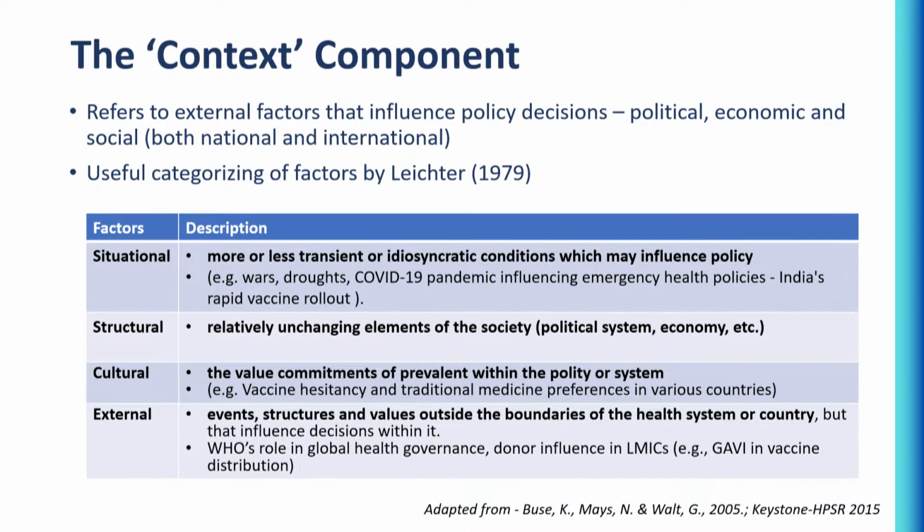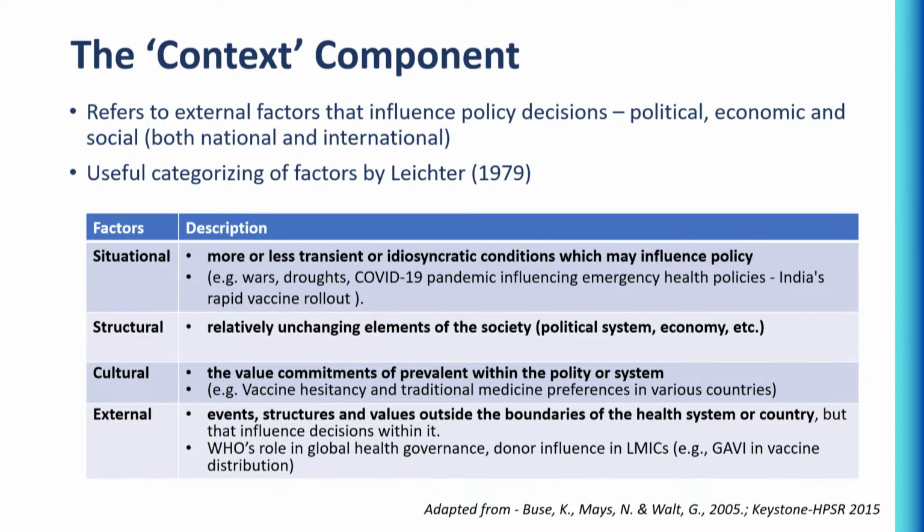There could be war, there could be a drought, a COVID-19 pandemic influencing emergency health policies, India's rapid vaccine rollout. The situation was so terrific at that time that we had to take fast decisions.